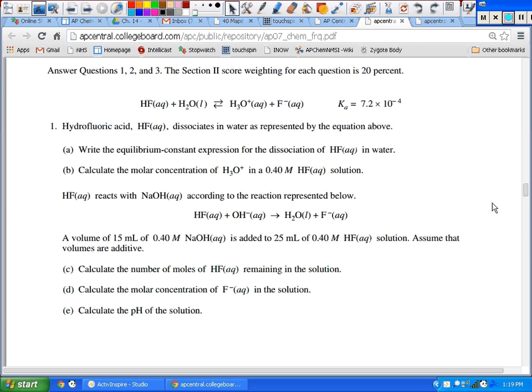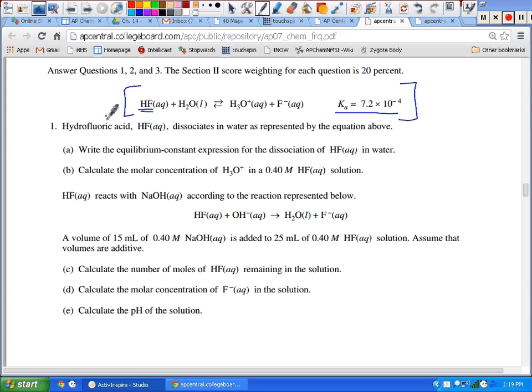Let's get started on this first question now. Just jumping right off, as soon as you look at this question, they give you a balanced equation. And at the very end, they give you something special. They give you a Ka. Kas are only associated with weak acids. That's the key. So as soon as you see this, you know that HF is weak.